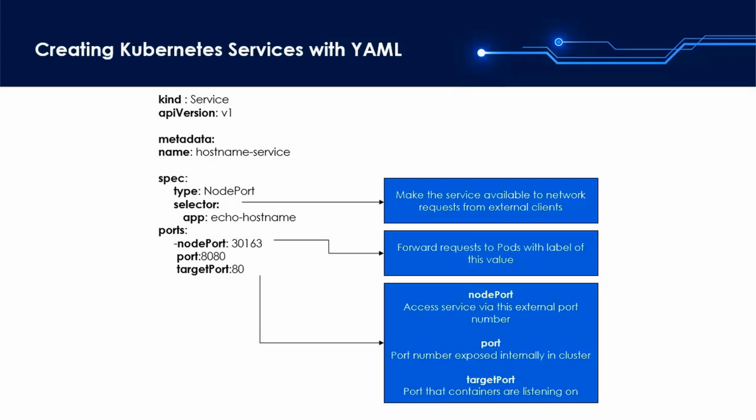And finally, we have ports. In node port we specify the port number through which we can access external services. Port is the port number that is exposed internally in the cluster, and the target port is the port to which all the containers are listening.